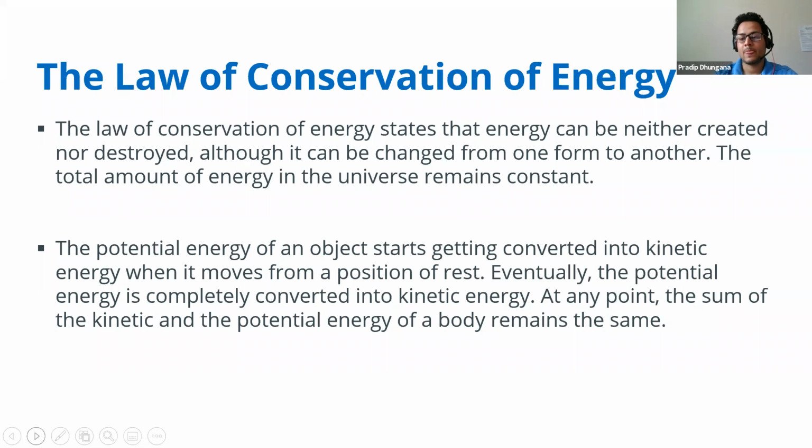That means we cannot create or destroy energy, but we can change energy from one form to another form. So the total energy of any system is always constant. And then we can think about how we can convert potential energy to kinetic energy, but for the whole system, the total energy of the system is always constant.